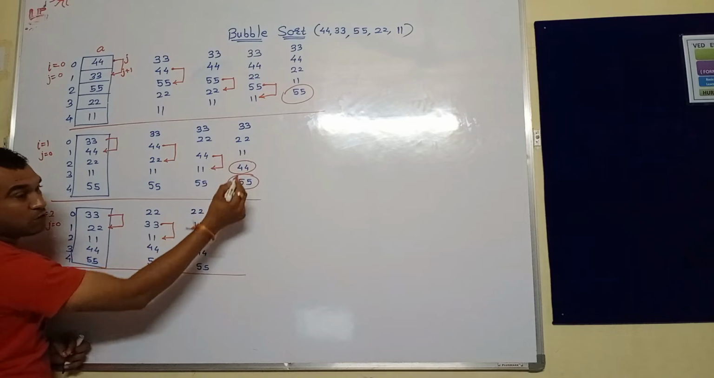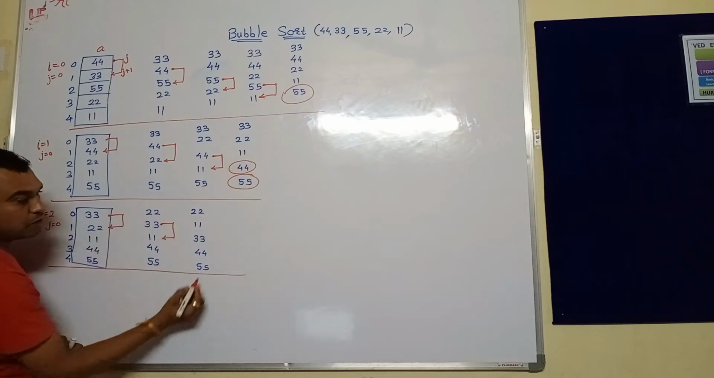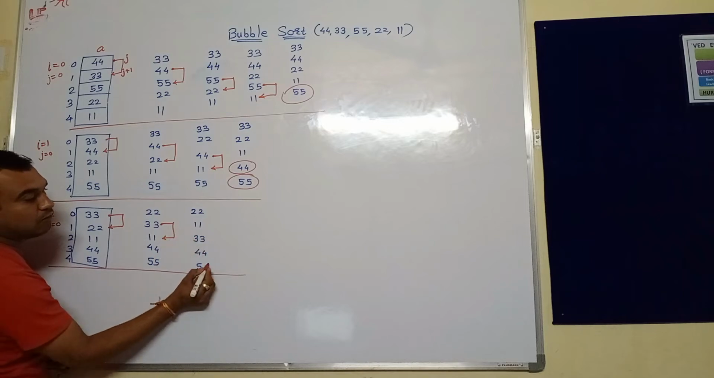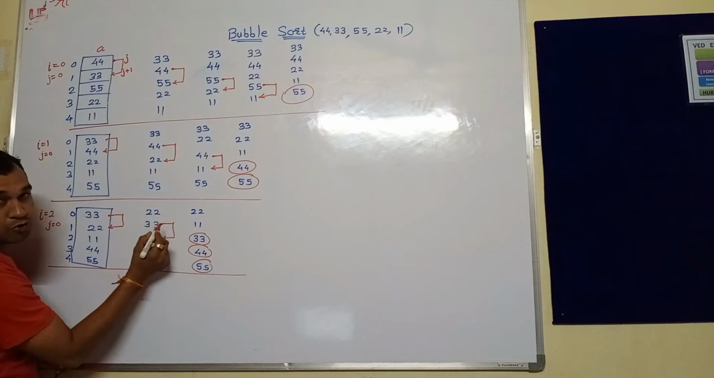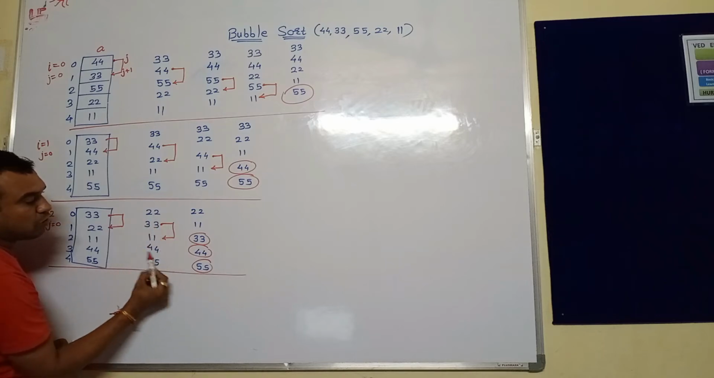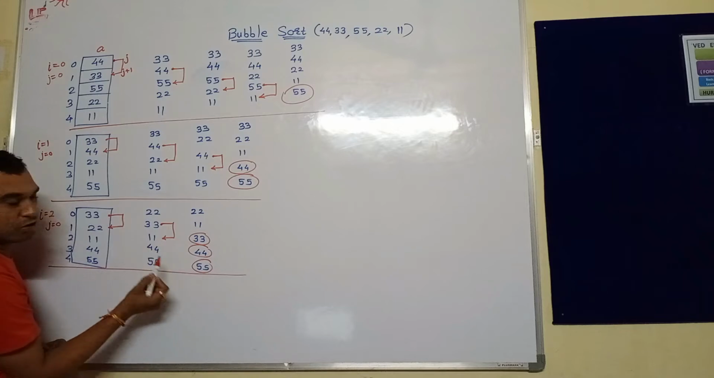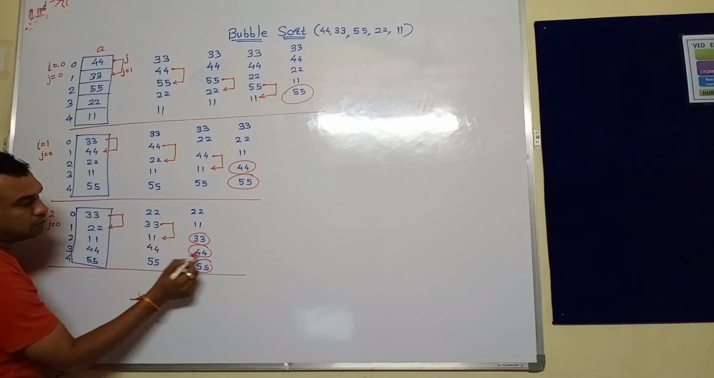Because in the last two iterations we have the two largest values from the array. In the third iteration we will get the third largest value. So there is no point in comparing, no point in taking the j variable up to this index, because it is already the second largest value. It will never be interchanged. So our array is like this.